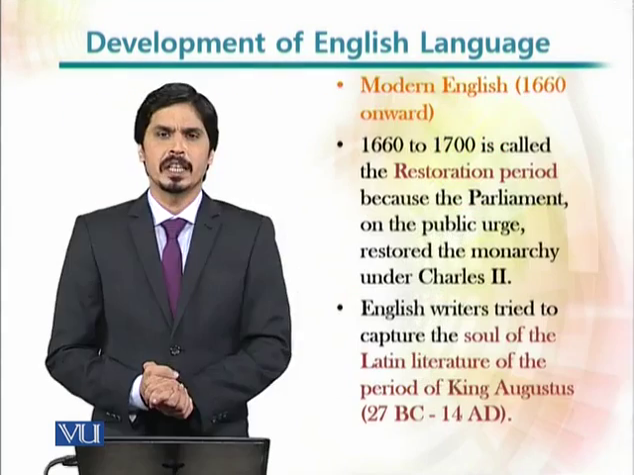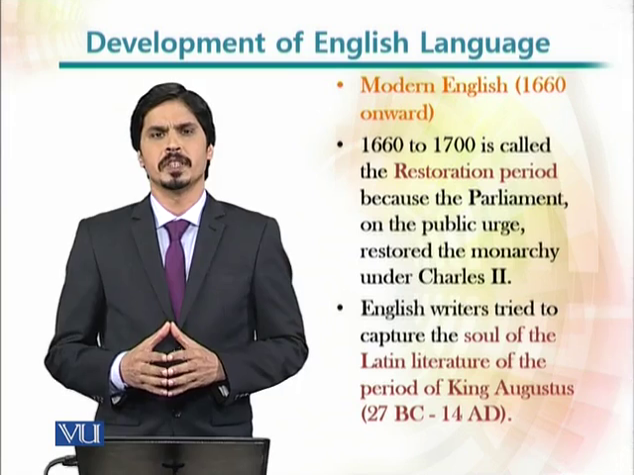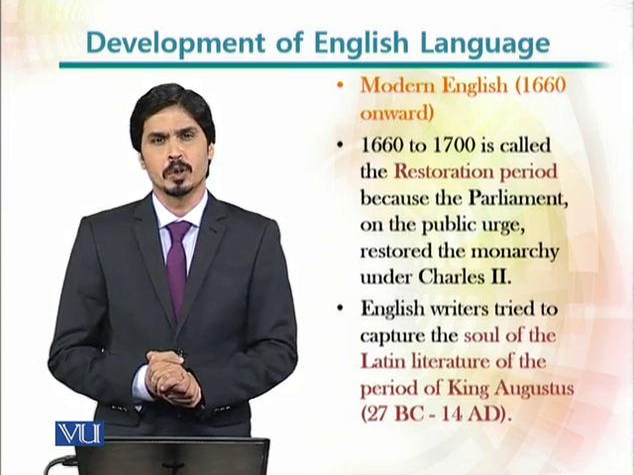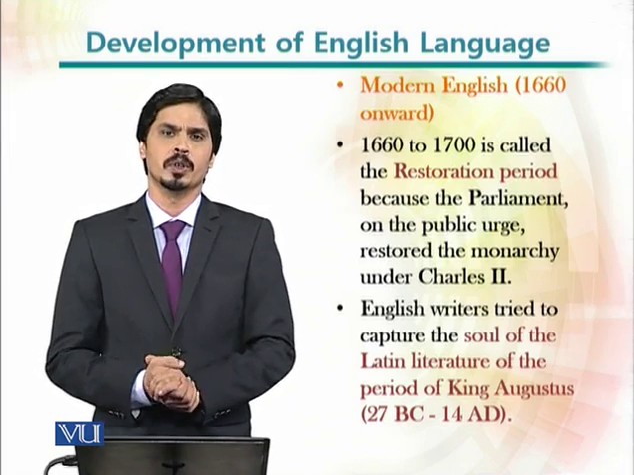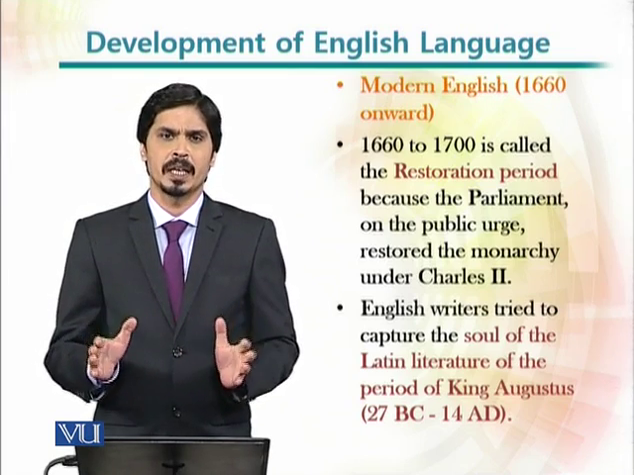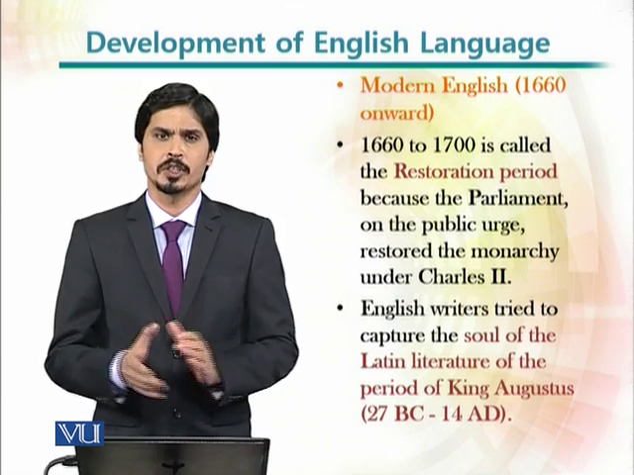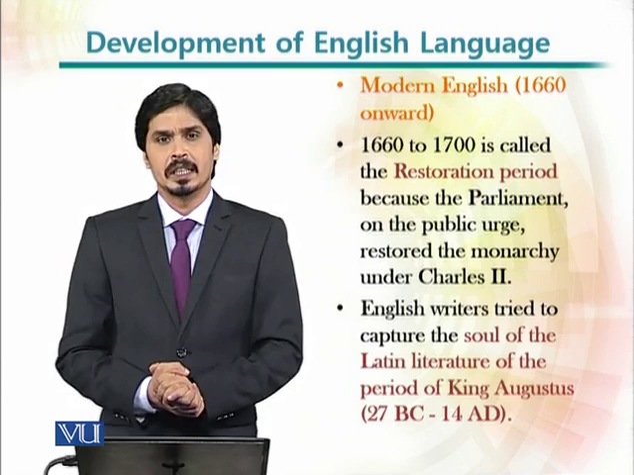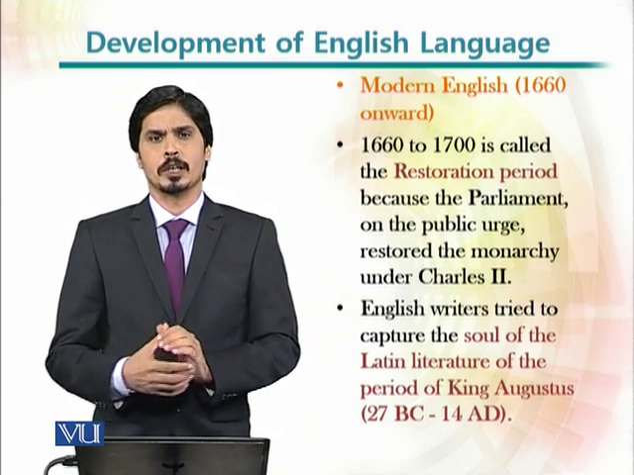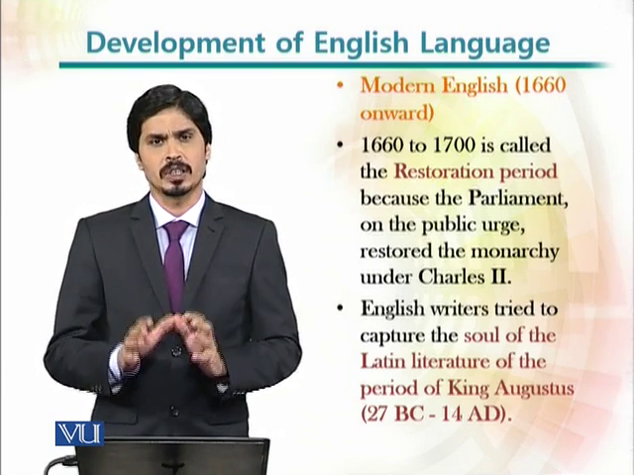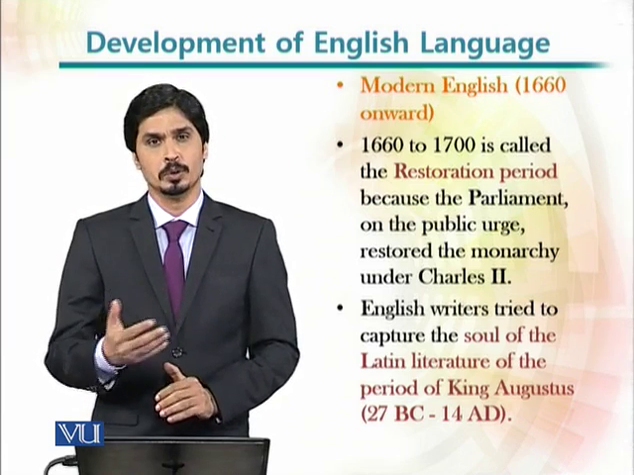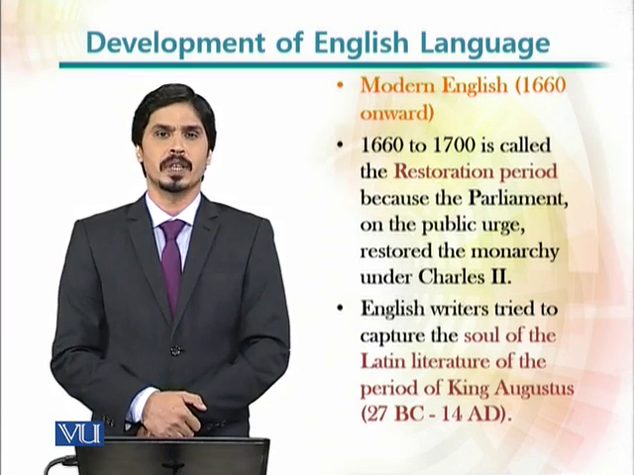Modern English started from 1660 onwards, and this period is known as the Restoration period as well, because it's marked by the restoration of the monarchy of Charles II. And during this period, the literature written in the English language focused on the restoration of the literature which was produced in the era of King Augustus.